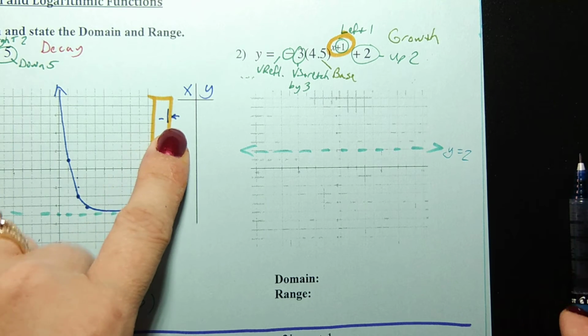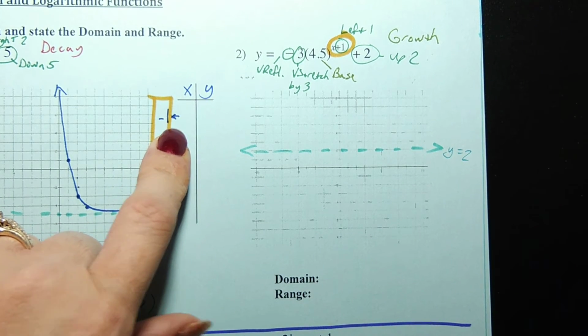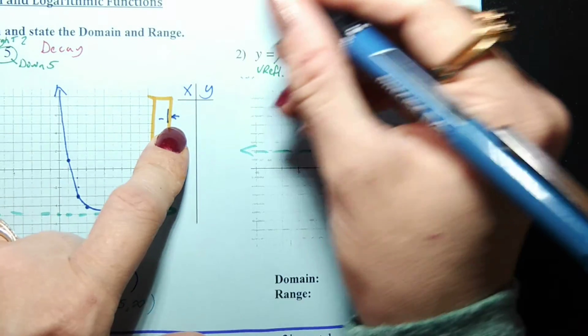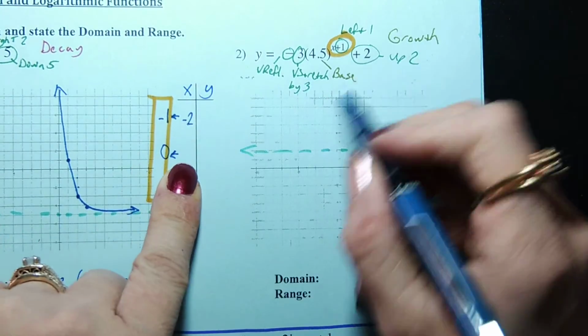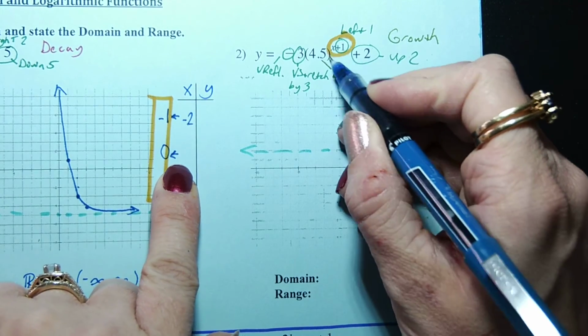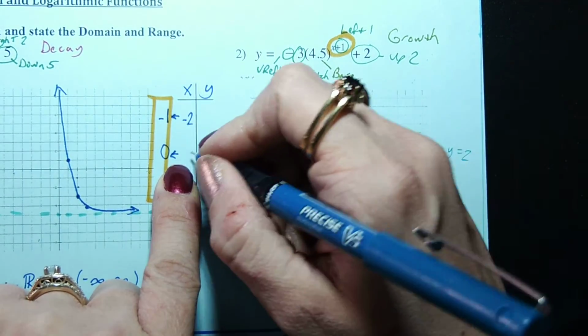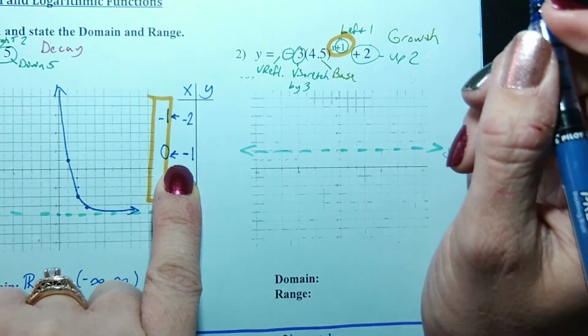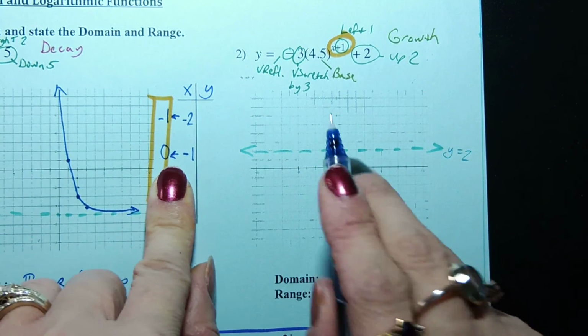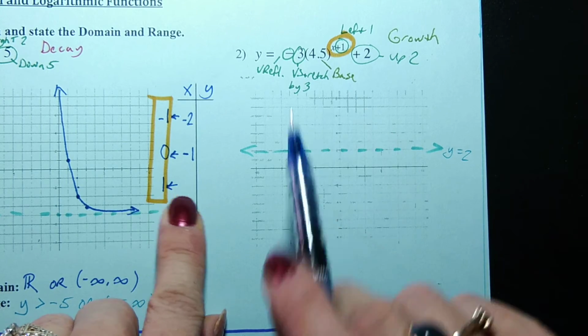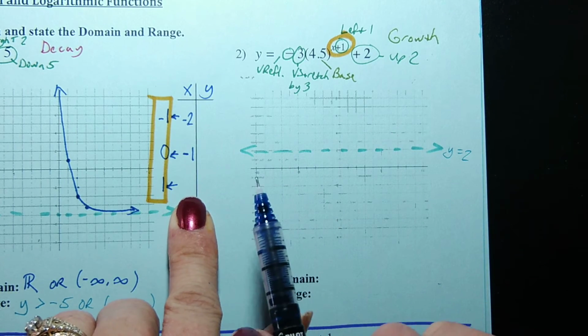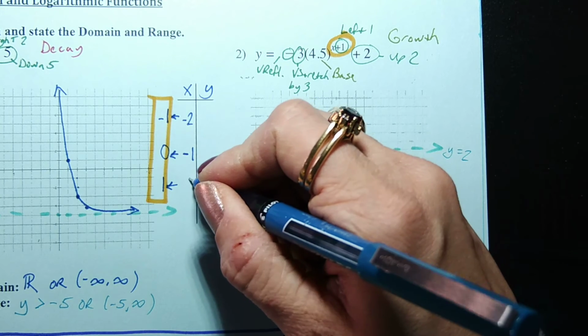What can I plug in for x so that I get -1 for the exponent? -2. What can I plug in for x so that the exponent is equal to 0? -1. So -1 plus 1 would give me 0. What can I plug in for x to give me 1? 0.